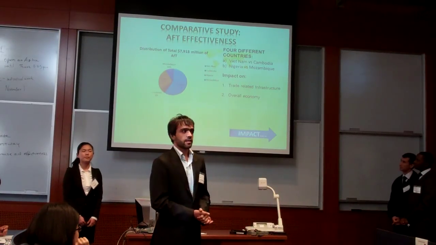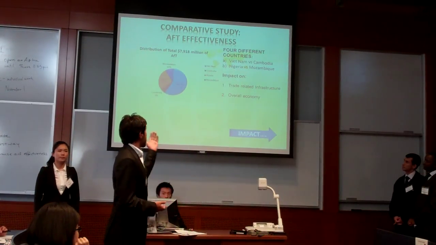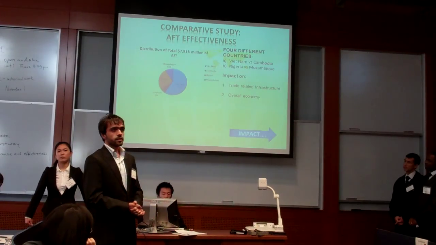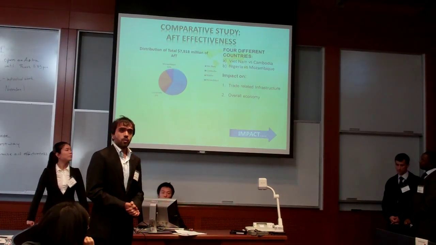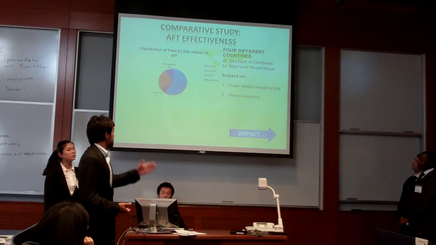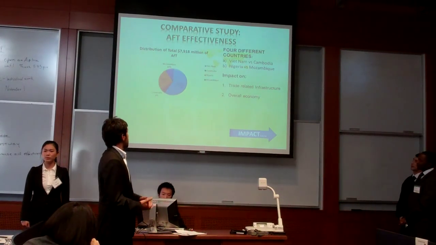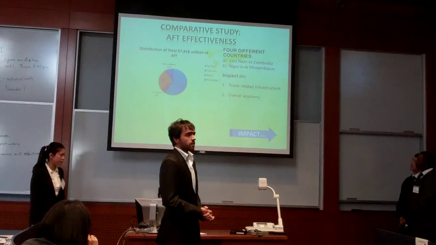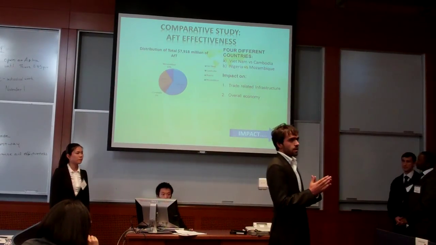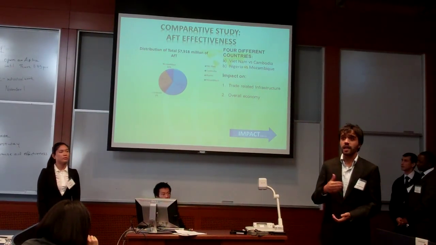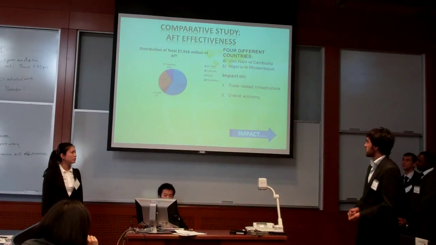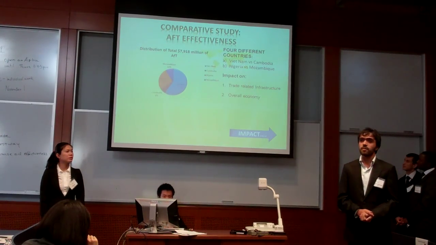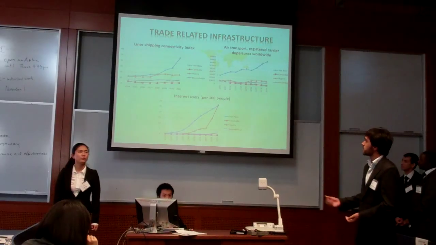And as you see, from the $7,918 million for the years 2008 and 2009 which was disbursed to these countries, 61% goes to Vietnam and 21% to Nigeria, whereas for Cambodia and Mozambique, it's less than 10%. And now we wanted to compare the trade-related infrastructure and overall economy of these 4 countries, which we'll do in the next step.